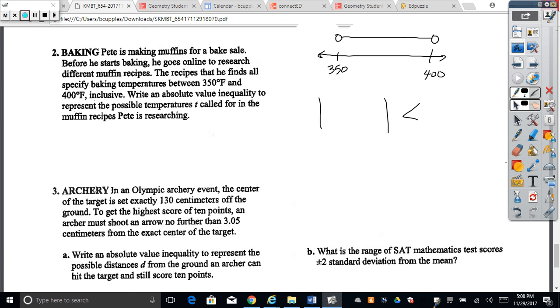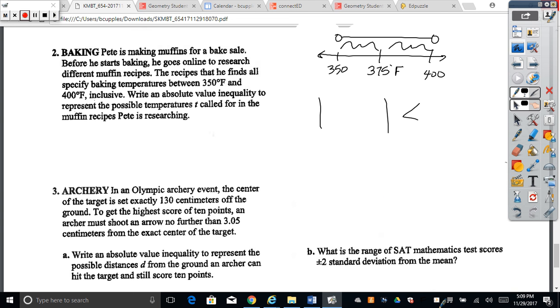Now, where does everything else go? Well, I need to find the middle number between these two values, okay? That will tell me how much plus or minus we're actually working with, okay? And so as I look here, the middle number is 375 degrees Fahrenheit, okay? I've got 25 here and 25 there, okay?